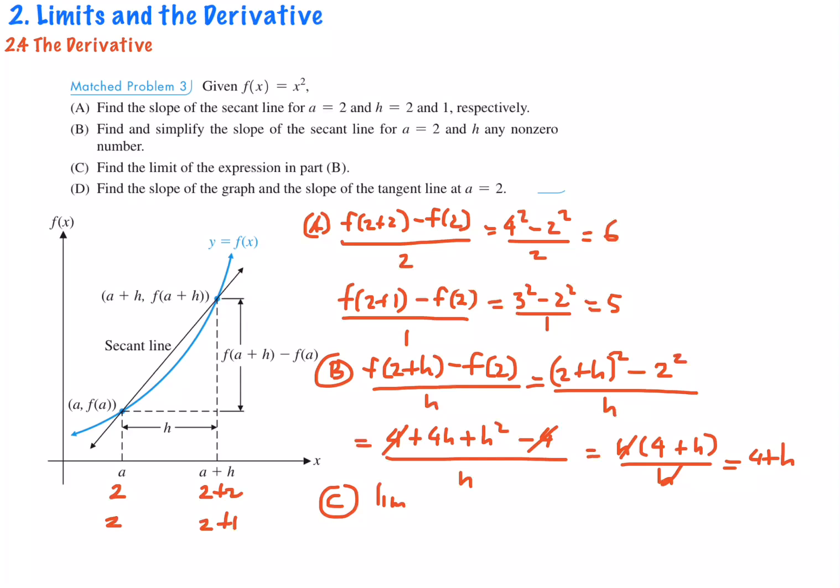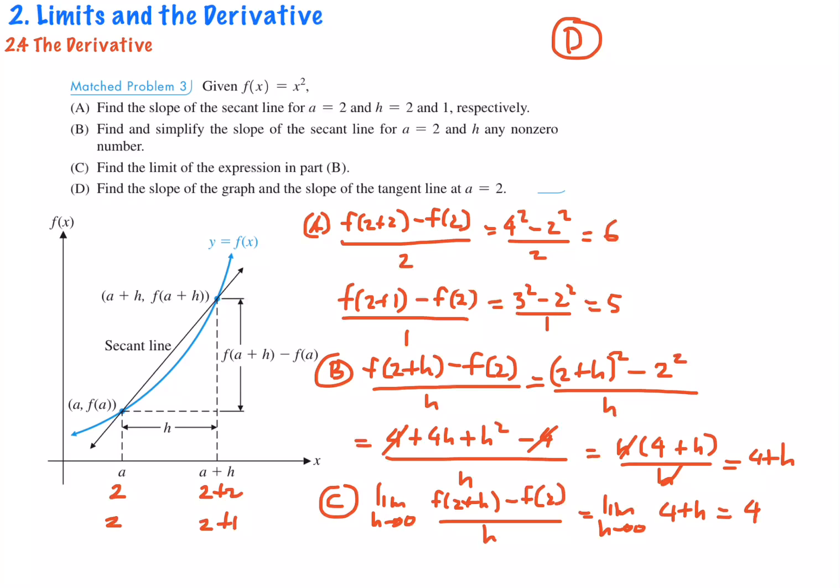So it means that we put the limit of h approaching 0 for f of 2 plus h minus f of 2 divided by h. In this case, we already have it simplified to 4 plus h. So then we'll put the h equal to 0. Then the answer will be equal to 4. D. So D answer will be the same as C.